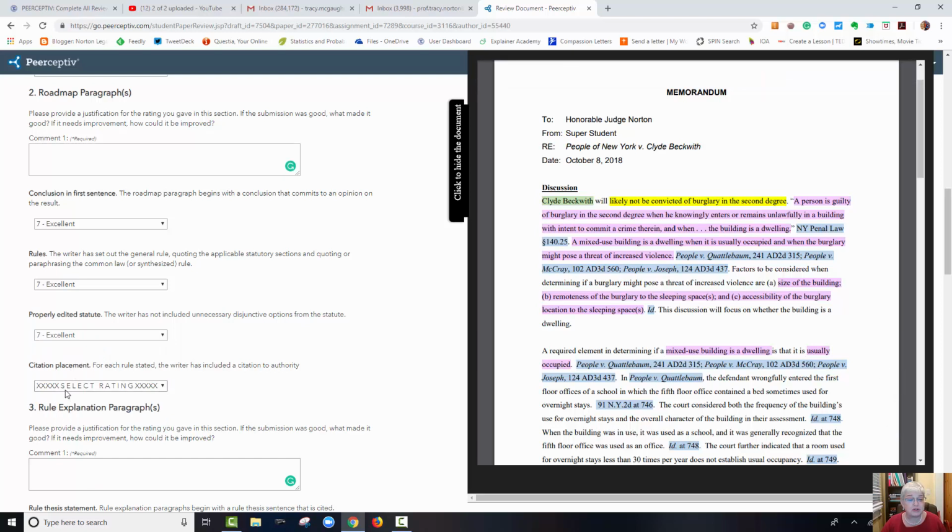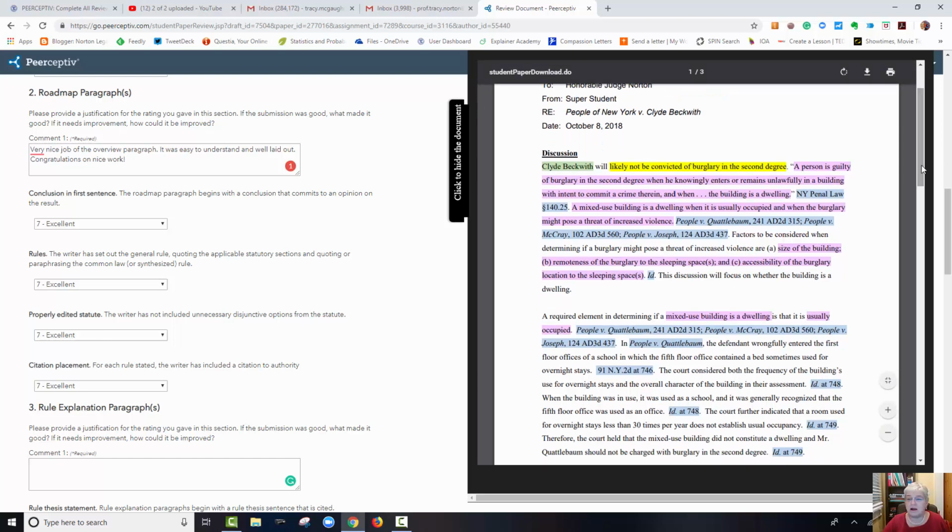Citation placement. For each rule stated, the writer has included a citation to authority. Again, you want to concern yourself with whether there is a citation. You don't want to worry about whether it's a correct citation. Okay, so that is excellent. Okay, very nice job of the overview paragraph. It was easy to understand and well laid out. Congratulations on nice work.